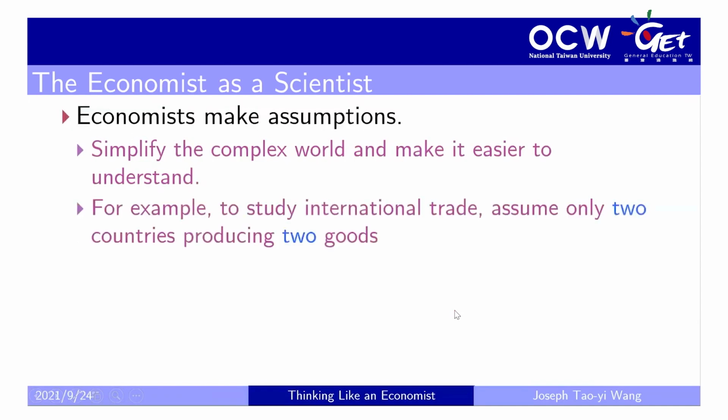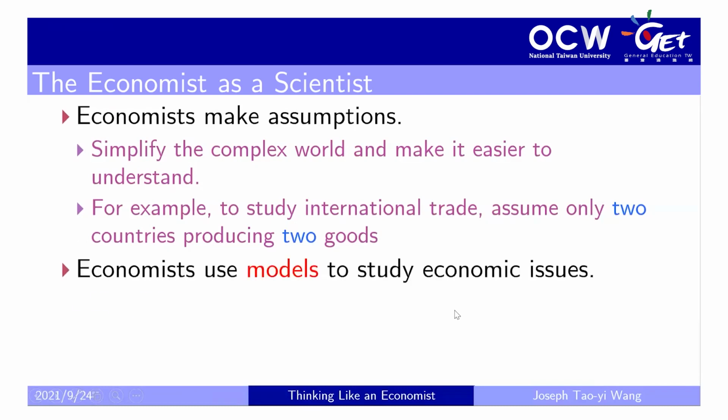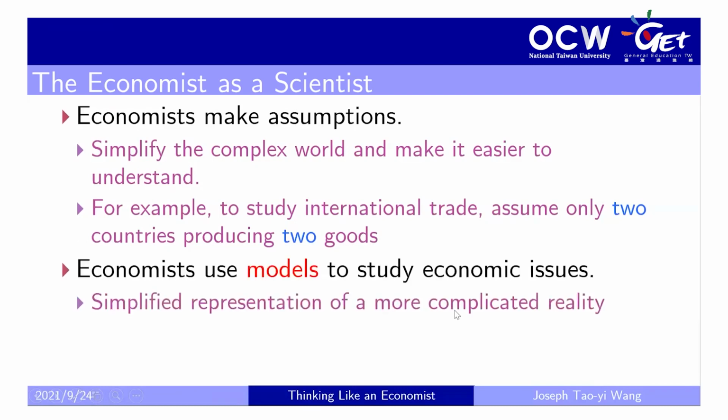For example, when we talk about international trade, one simplified example is to think about only two countries producing two goods. So, of course, two countries is a simplification, and no country produces only two goods. These assumptions are made to simplify things. And by doing this, we use models to study economic issues. So a model is a simplified representation of a more complicated reality.